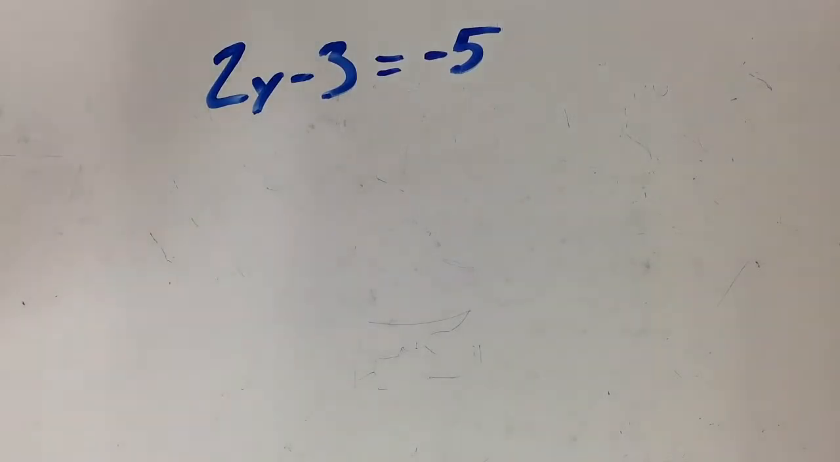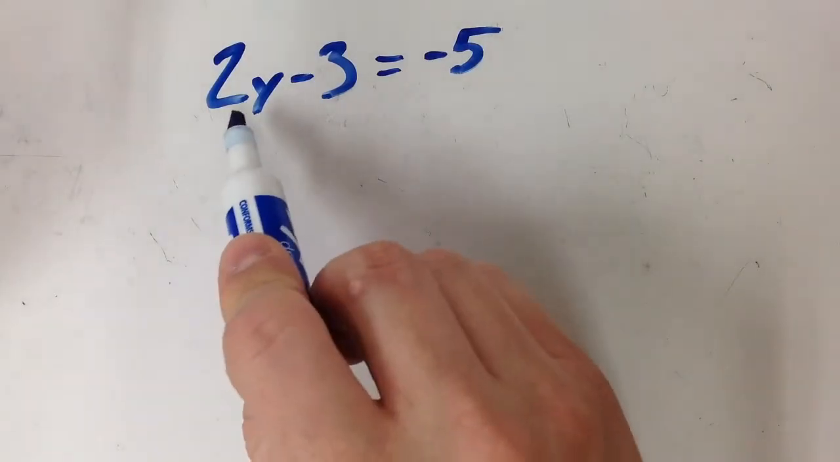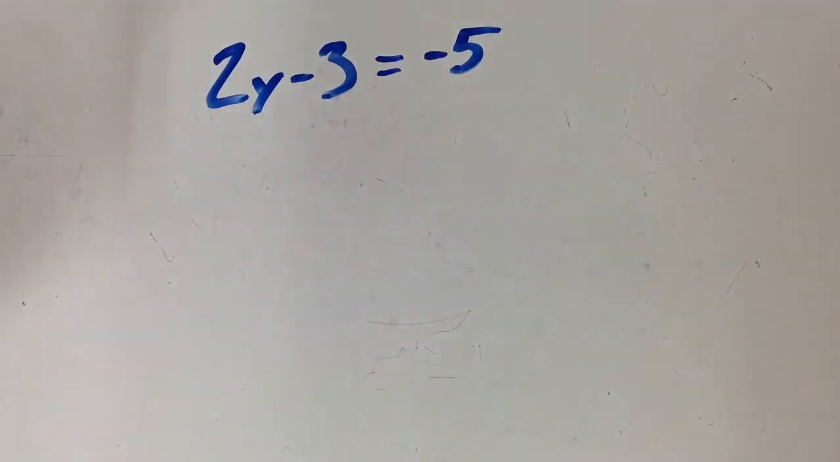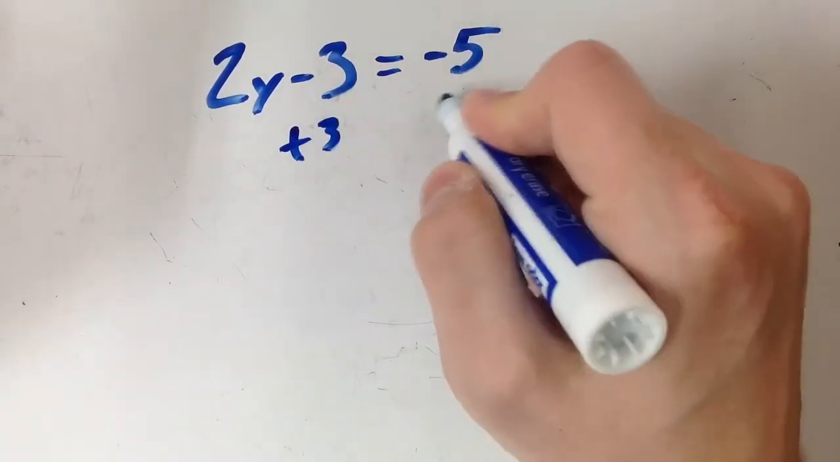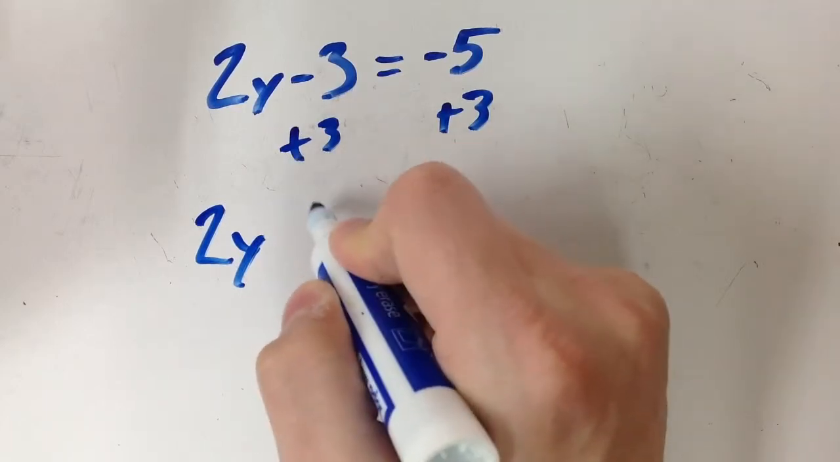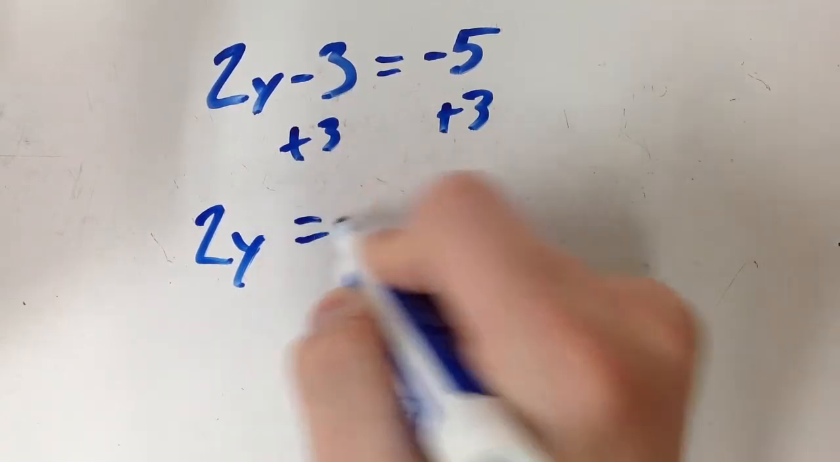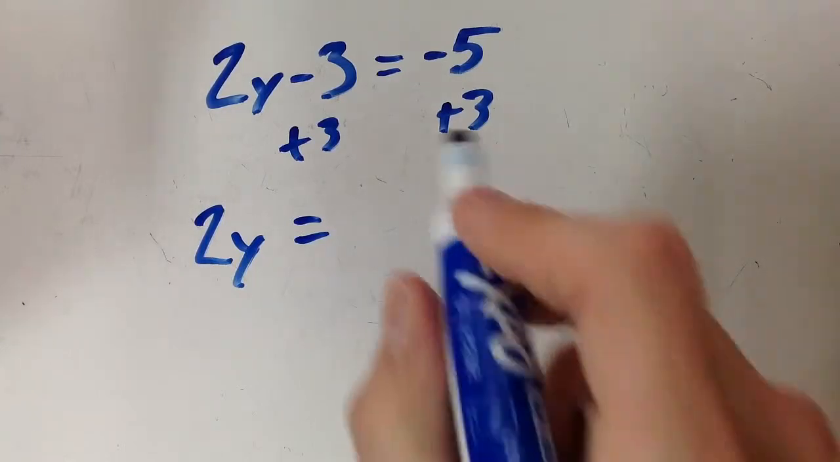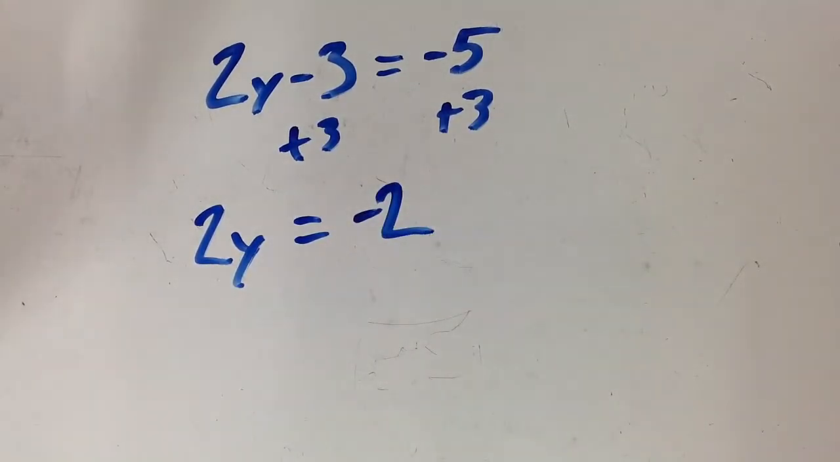It's up to you. So my first question is, what's happening to my variable? I've got multiplication here, got subtraction here. Start with my addition subtraction because I'm working backwards. Add 3 to both sides. Got 2y. Minus 3 plus 3 cancels out, equals negative 5 plus 3 should be a negative 2.